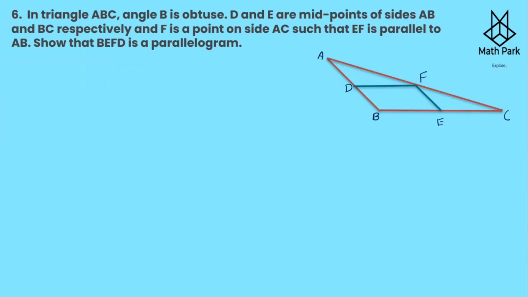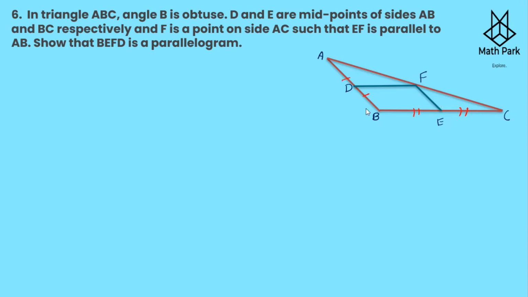Got it? In triangle ABC, you have angle B is an obtuse angle and D and E are the midpoints of sides AB and BC. So D is the midpoint of AB and E is the midpoint of BC. So you have BE is equal to half BC and also you have DB is equal to half AB.